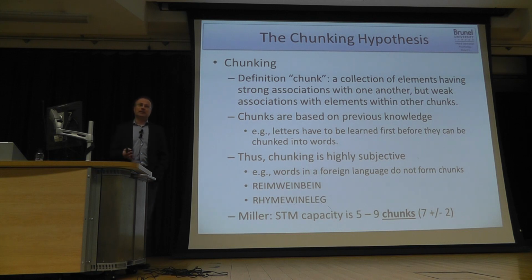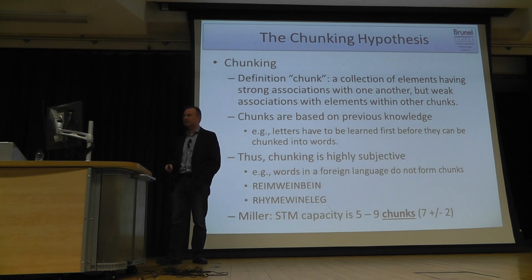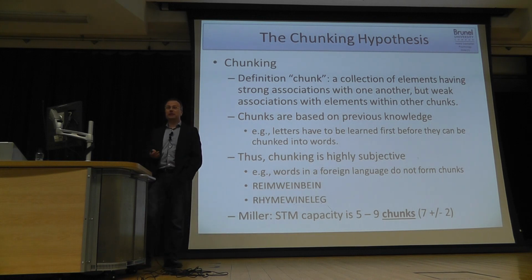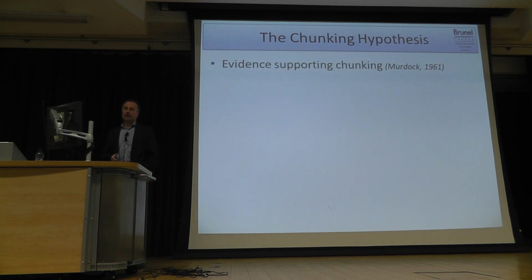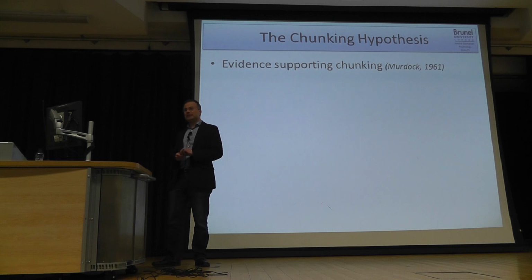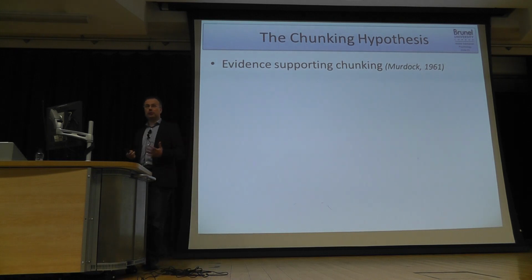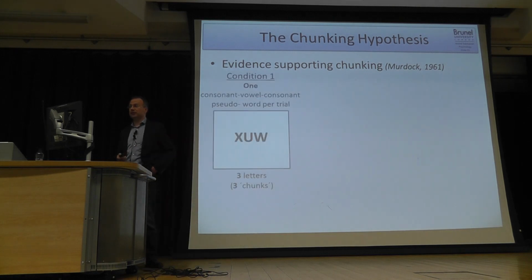And the key message of Miller was that our short-term capacity is 7 plus minus 2 chunks of information. Not letters particularly, but chunks of information. There were quite a lot of follow-up studies trying to investigate chunking in more detail, and we want to go through one study who nicely shows that.